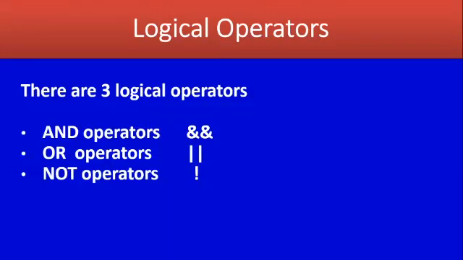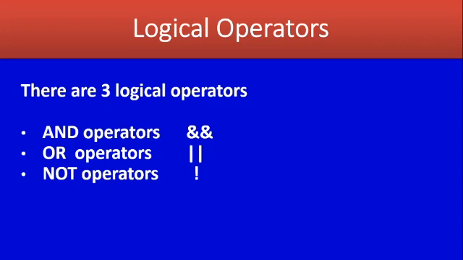Logical operators. The first one is arithmetic, the second one we know is relational, the third one we studied is the assignment operator, and the fourth one is logical operators. Before logical operators, you have to study the Boolean variable. A Boolean variable is also known as a binary variable, another name for a logical variable. Binary means 0 and 1.